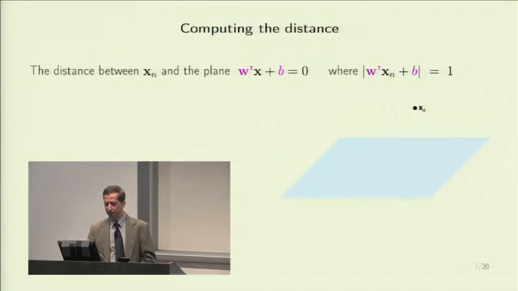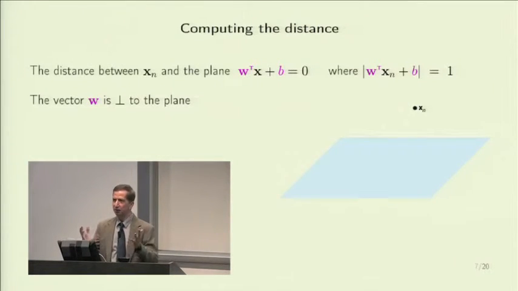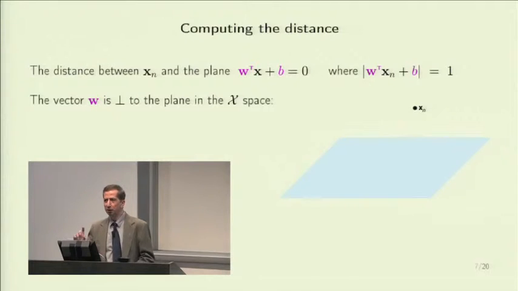First statement, the vector w is perpendicular to the plane, okay? That should be easy enough if you have seen any geometry before, but it's not very difficult to argue. But remember now that the vector w is in the x space. I'm not talking about the weight space.